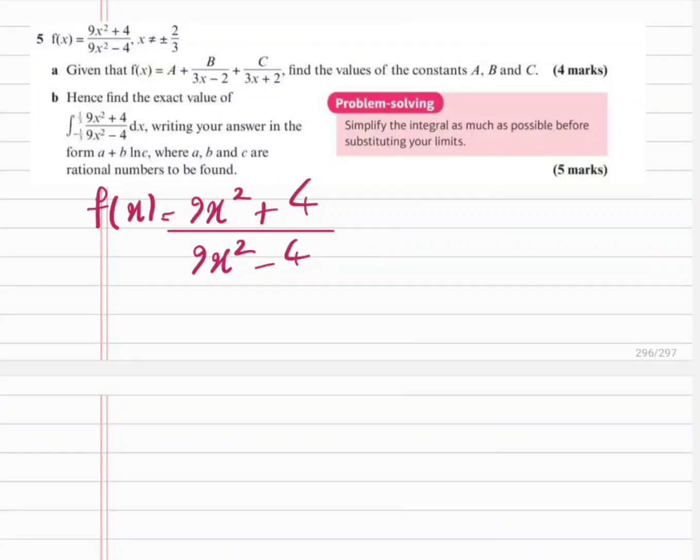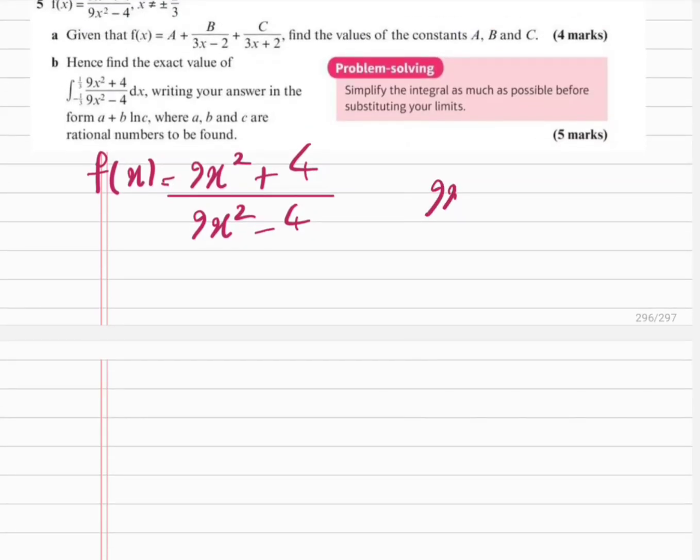Hi everyone, this video is on exercise 11G question 5. So we have f of x, and in part A we want to write f of x as partial fractions. Since the highest power of the numerator is the same as the denominator, we need to use long division.